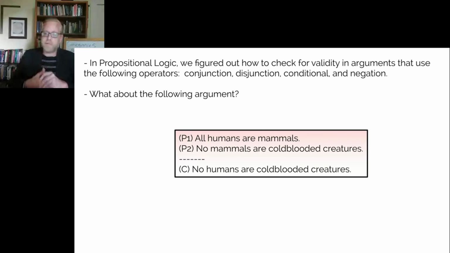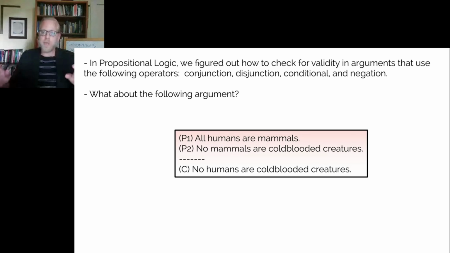It just logically follows. But here you'd have to reword it if you wanted to use the truth table method, or the short method. You'd have to say, like, if something is a human, then it is a mammal. And if something is a mammal, then it is not a cold-blooded creature. You have to translate everything into propositional language. Well, we don't have to do that. We can simply use categorical logic instead.